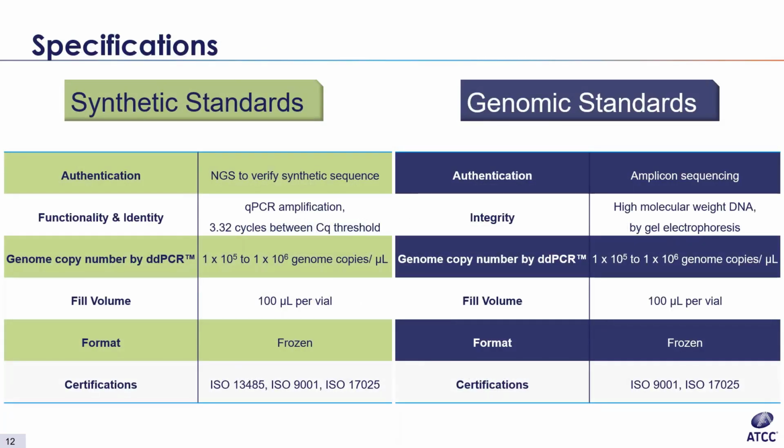The basic specifications of the 2 types of standards are similar. The synthetics are fully sequenced to verify the construct matches our design, and we test them using at least 1 published qPCR assay, which we report on our website. The genomic standards are authenticated by amplicon sequencing, and the gene target varies for different organisms, and the nucleic acid integrity is verified by gel electrophoresis. Each standard type is filled with 100 microliters at 10 to the 5 to 10 to the 6 genome copies per microliter, with a specific genome count reported on the certificate of analysis, and both types are shipped frozen.